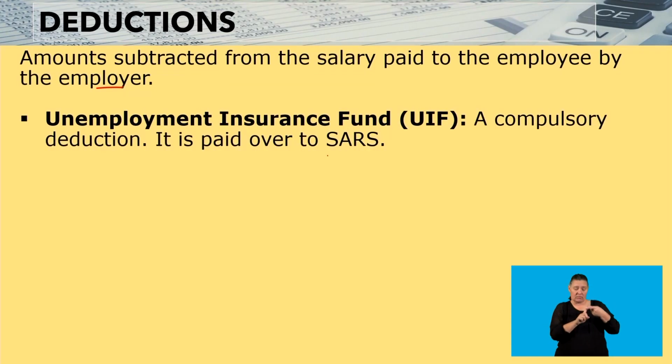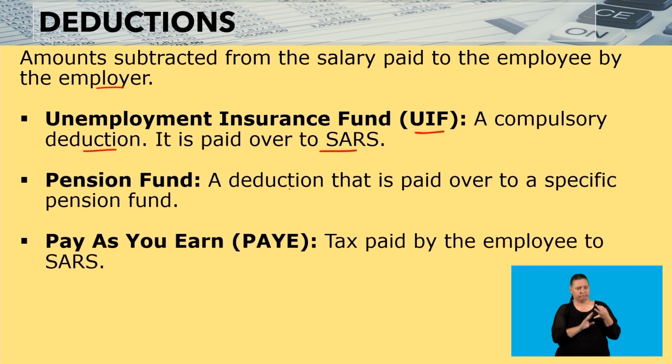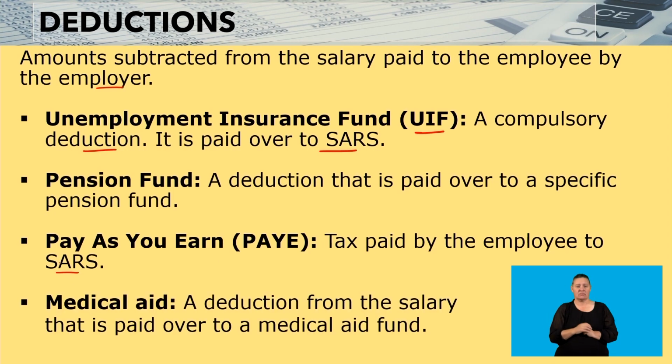One of them is what we call Unemployment Insurance Fund, UIF. This is a compulsory deduction and it is paid over to SARS. The second one, Pension Fund. It is a deduction that is paid over to a specific fund. Thirdly, Pay as you earn, mostly known as PAYE. This is tax paid by the employee to SARS. The next one is your medical aid. This is a deduction from the salary that is paid over to a medical aid fund.